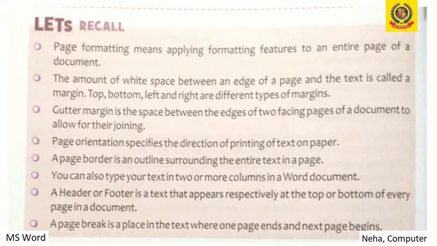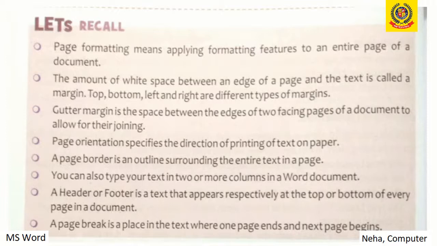Next, you can also type your text in 2 or more columns in a Word document. When we type some text in a document, we type it just in a paragraph. So we can divide that particular paragraph either into 2 columns or 3 columns, just like we see in a newspaper or magazine. Next, a header or footer is a text that appears respectively at the top or bottom of every page in a document.